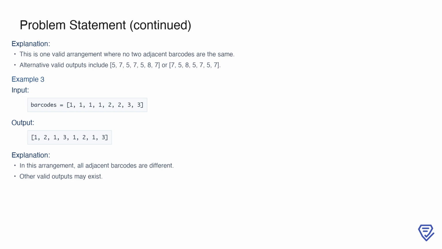Another example is when the input is 1, 1, 1, 1, 2, 2, 3, 3. A valid output for this input is 1, 2, 1, 3, 1, 2, 1, 3, where all adjacent barcodes are distinct. Again, other valid outputs may exist as long as the condition is met.